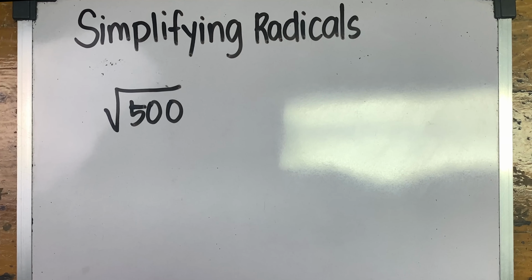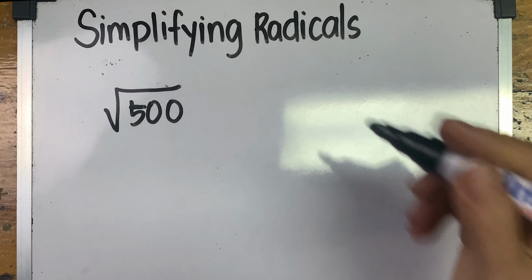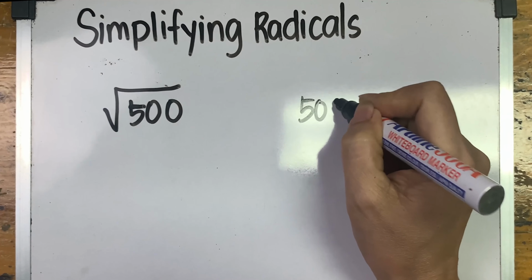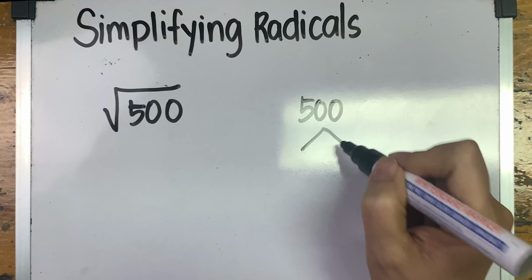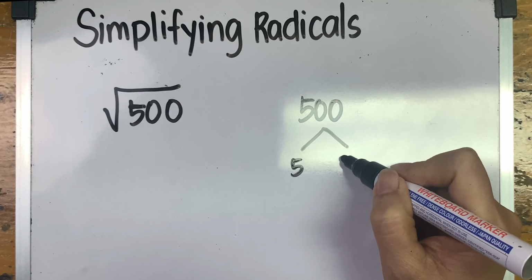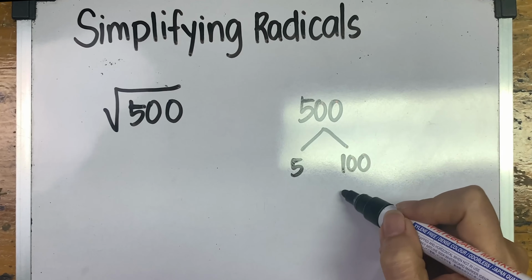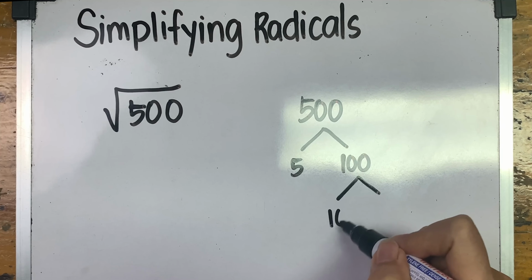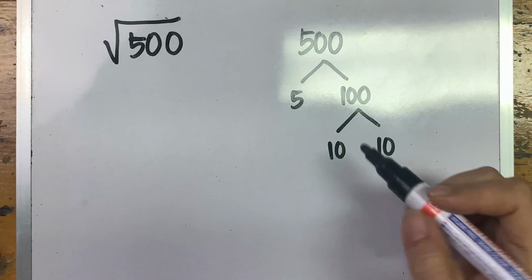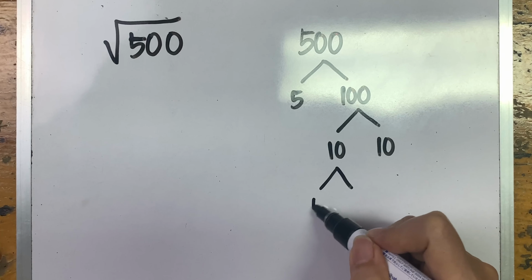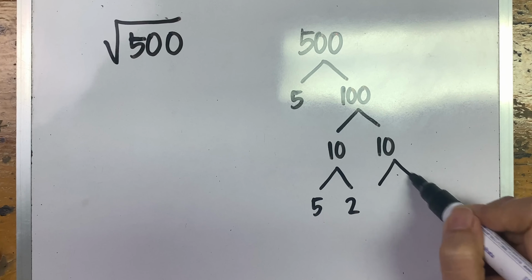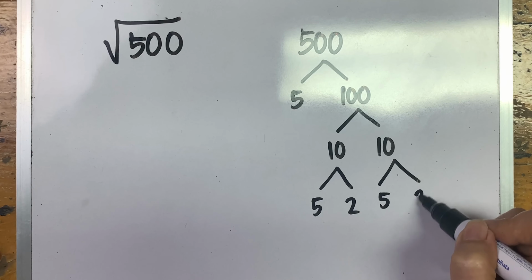Hanapin natin ang square root ng 500. Okay. So, kunin natin ang factors ng 500. That is 5 and 100. Okay. 100 is 10 times 10. Okay. And then, 10 is 5 and 2.